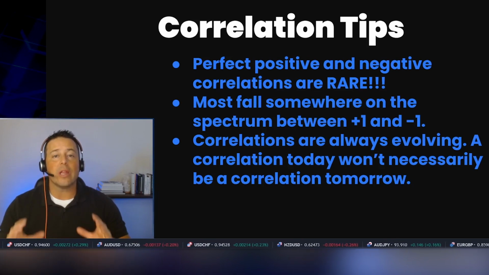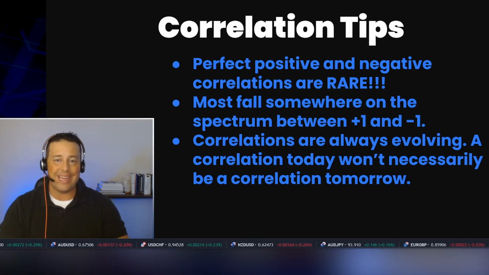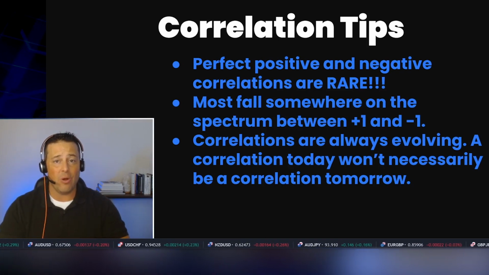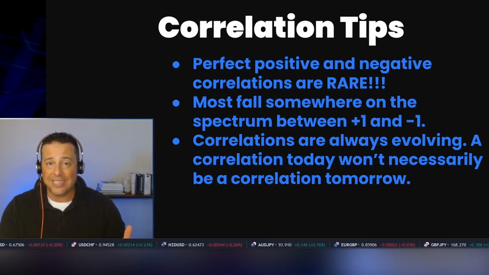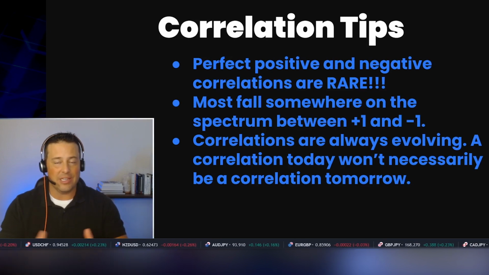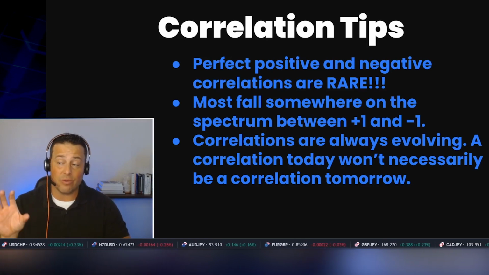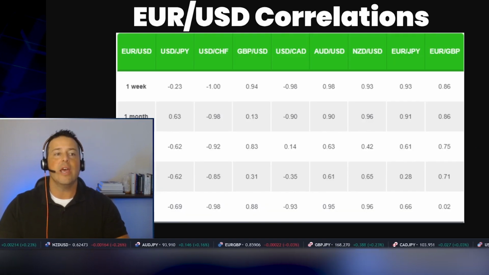Always remember that correlations are always evolving. Just because something's correlated today does not mean it's going to be correlated tomorrow. We may have a fantastic correlation today, a perfect correlation today, but perhaps later next week or the week after, that correlation has faded to half of what it once was. So always remember that correlations are always evolving. If you're going to trade these in the live market, you need to stay as current as possible.